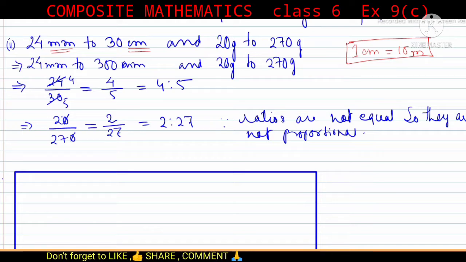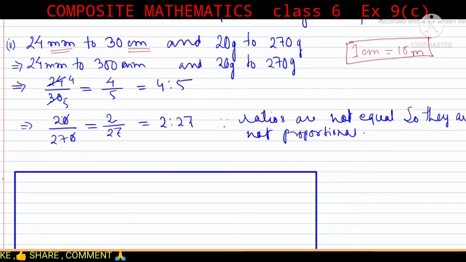So we will write it in quotient form. So it is 24/30. Now you see what is the common factor. So common factor is 6. So 6 4s are 24 and 6 5s are 30. So our ratio comes 4/5, which you can write 4:5.